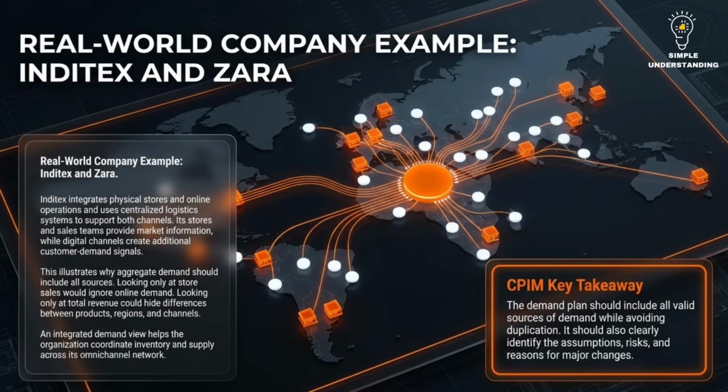CPIM key takeaway: the demand plan should include all valid sources of demand while avoiding duplication. It should also clearly identify the assumptions, risks, and reasons for major changes.